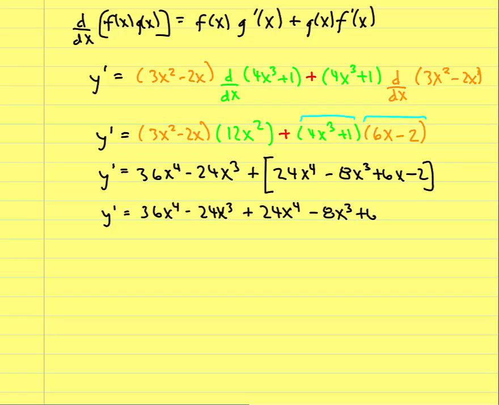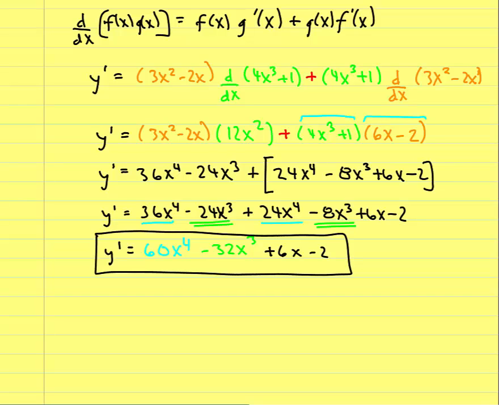And then my last step will be to combine like terms. Now it looks to me my highest power is x to the fourth, so I'll have a 36x to the fourth and a 24x to the fourth. So 36 plus 24 looks like it'd be 60x to the fourth. And then I'm going to go down a power. So negative 24x cubed, negative 8x cubed. It's going to be a negative 32x cubed. I don't have a squared. And then I have a plus 6x, doesn't combine with anything, and a minus 2. Okay, so there's my derivative.